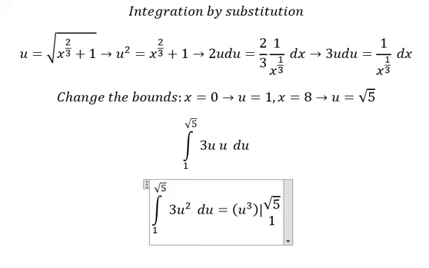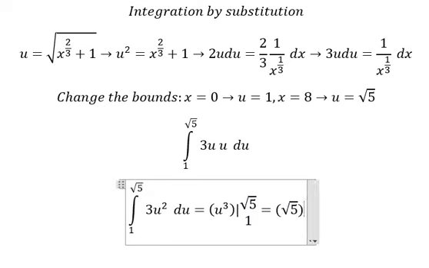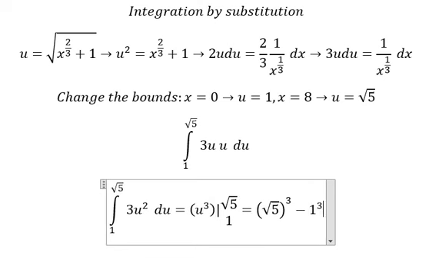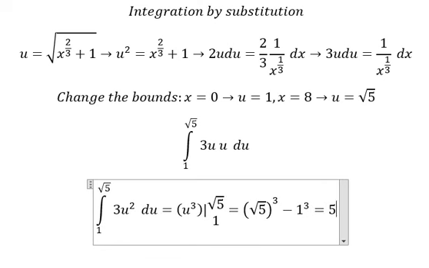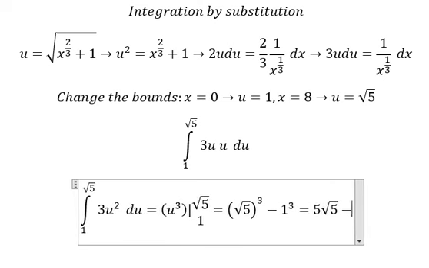And now we have the final answer. So we have number 5 with the square root of number 5 minus number 1.